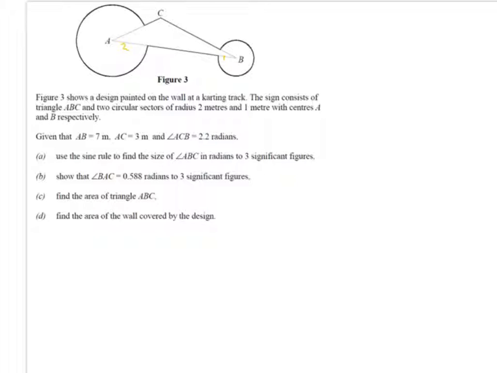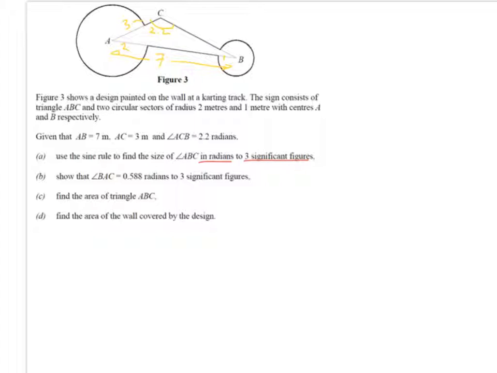Given that AB is 7, so A to B, the full length here is 7, and AC is 3 there, and angle ACB, so this is 2.2 radians. Now, what does it say? Use the sine rule to find the size of angle ABC in radians to 3 significant figures.